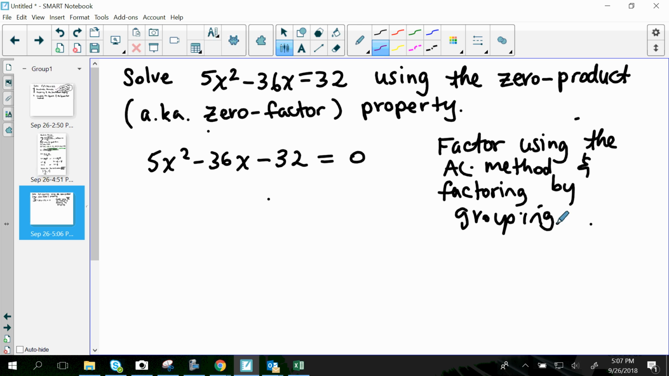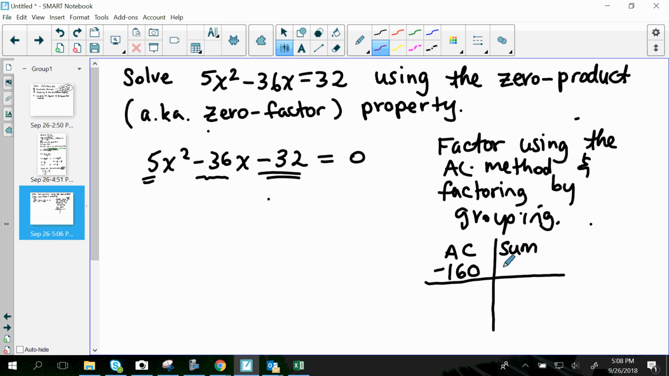Okay, so A times C. Well, A is 5, C is negative 32, and when you multiply those, the A times C product is negative 160. And we're going to look for pairs of factors that when you add them, the sum would be the middle term, negative 36.